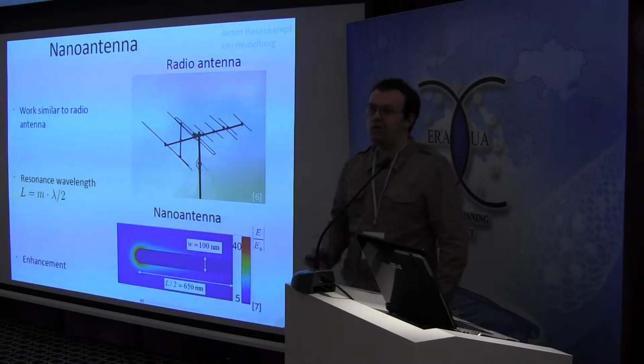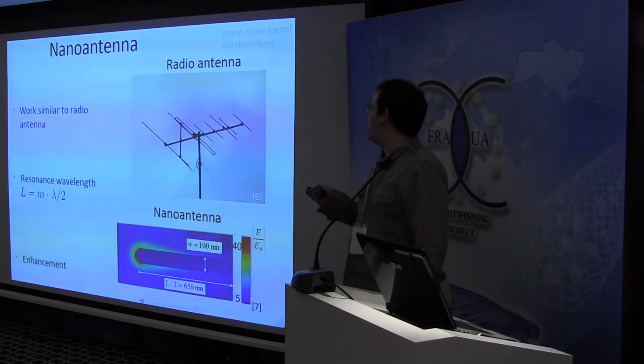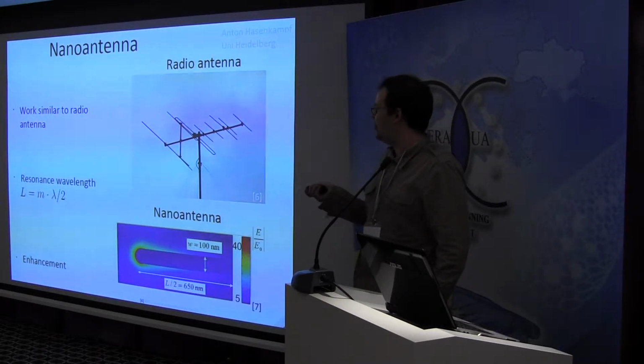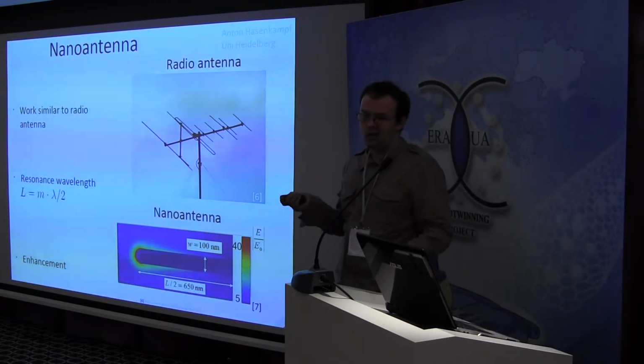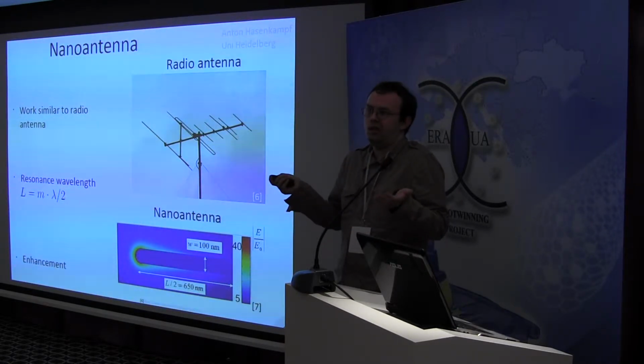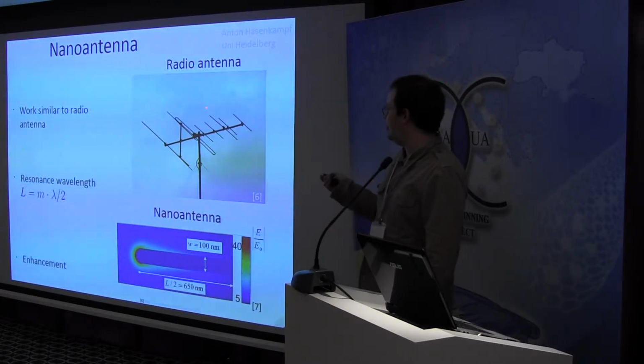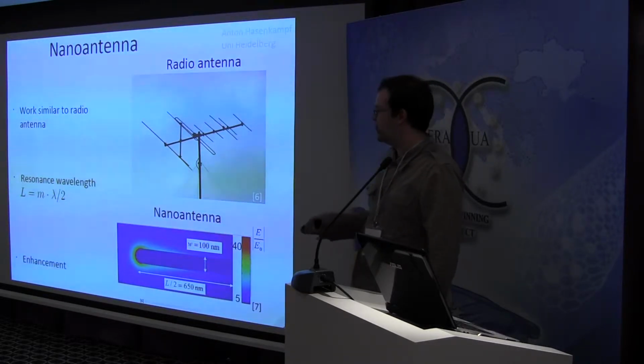Now we come to nano-antennas. I think you heard most of it in a few talks before, but I want to say a few words about them too. First, nano-antennas work similar to normal antennas. The basic concept is the same: you have a metal wire, and you excite it with electromagnetic waves. It works in the radio frequency regime and also in the light regime.